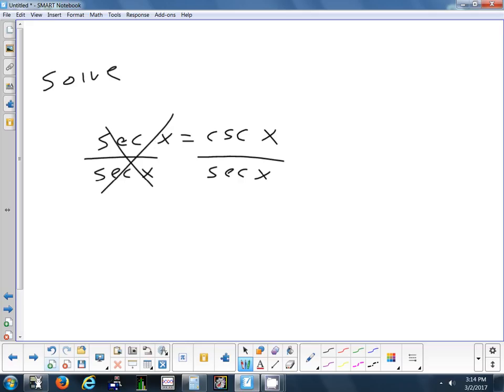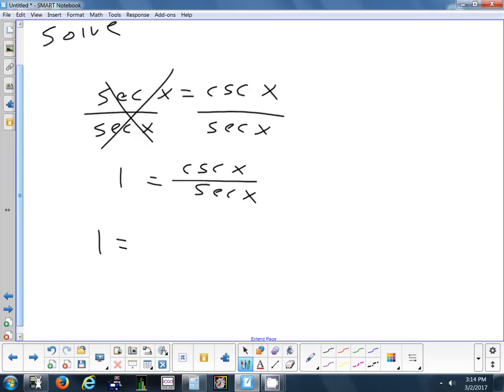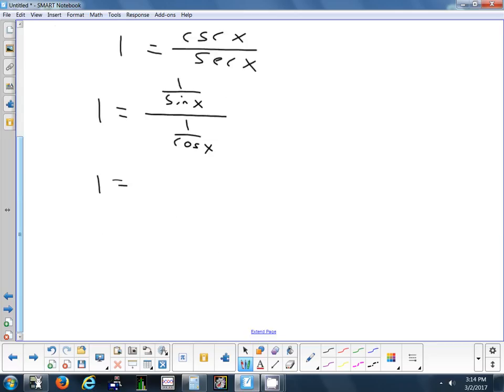What's on the left? 1 equals cosecant over secant. And now let's do what Maggie just said: change cosecant and secant to sines and cosines. What is cosecant? Yep, 1 over sine. And what about secant? 1 over cosine. And if you do 1 over sine divided by 1 over cosine, what is that going to give me?